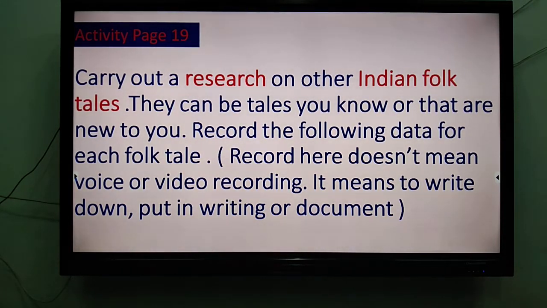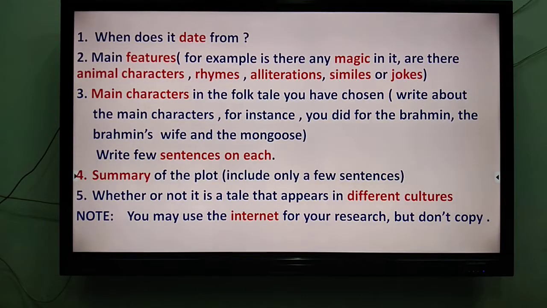Select any one of your choice, and they can be old tales or they can be new ones, because you may Google and find out. Now first of all, what will you do? You will record the following data for each folk tale. Now record here does not mean a voice recording or a video recording. No. Here the word record means taking down notes. So you have to take down notes. And what notes will you take? Select a folk tale and then see when it dates from.